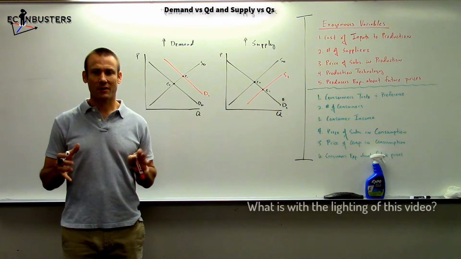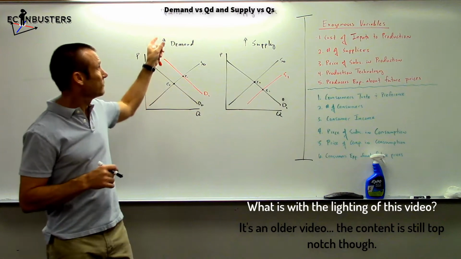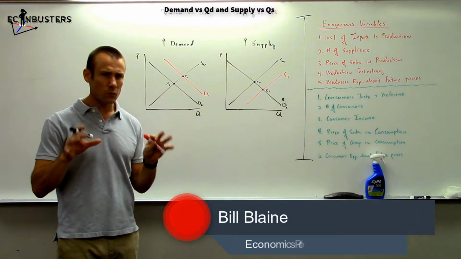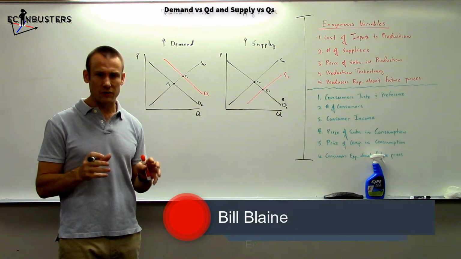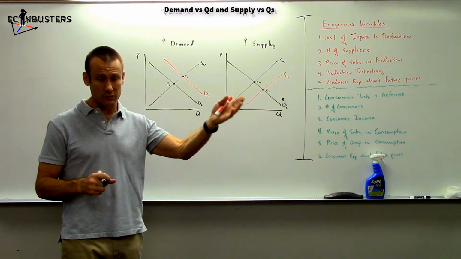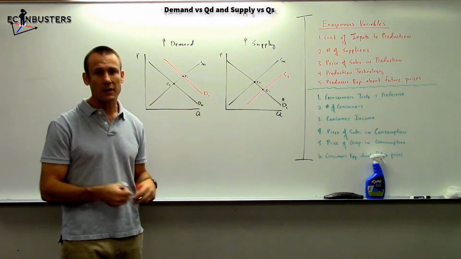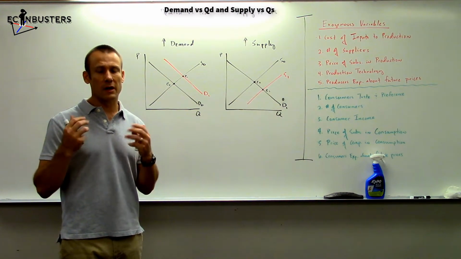All right, this is our third video on the market, and this one we're calling demand versus quantity demanded and supply versus quantity supplied. This is when we're really going to try to bring home why the economist differentiates between the term supply, which is the function, and quantity supplied, which is an amount you get at a particular price, and demand, which is a function, and quantity demanded, which is an amount you get at a particular price.